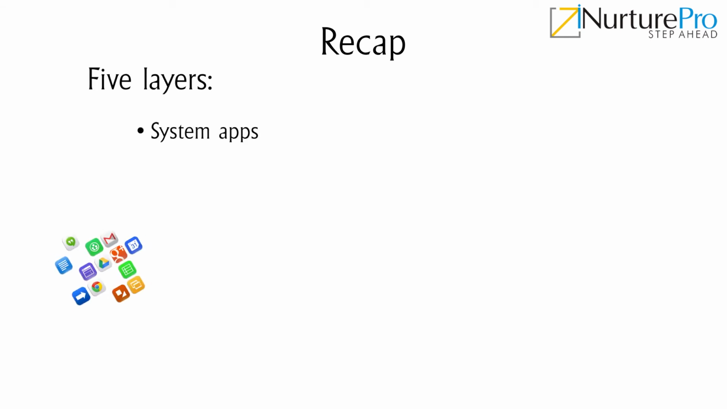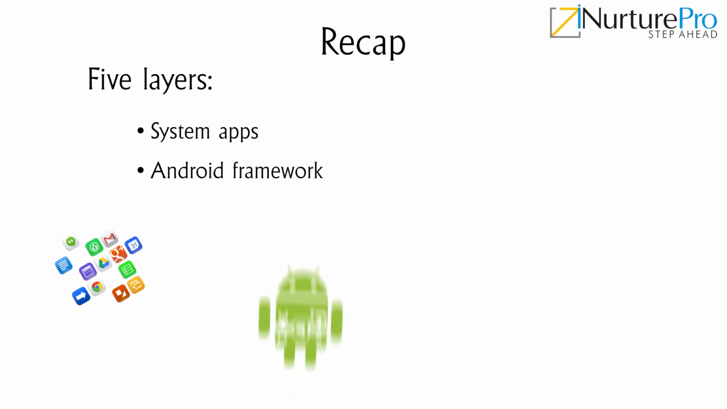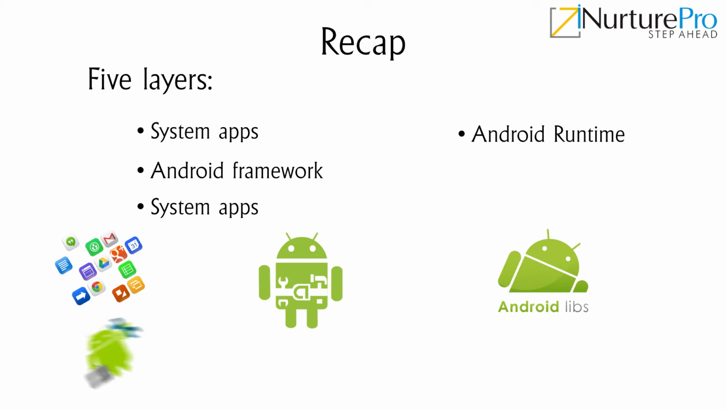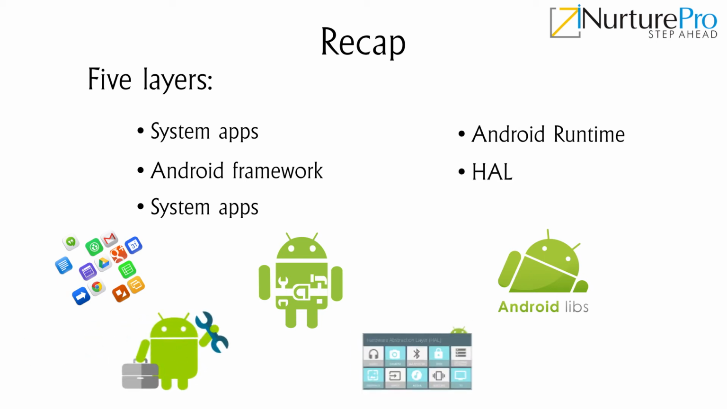Let us have a quick recap on what we discussed. The architecture of Android consists of 5 layers, which are system apps, Android framework, libraries, Android runtime, hardware abstraction layer HAL, and the Linux kernel. The system apps consist of all of the applications including user-installed and predefined apps.